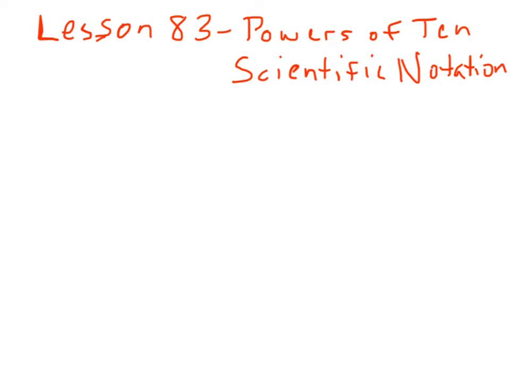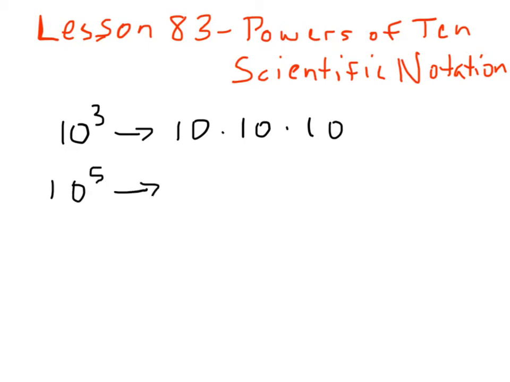All right, 7th graders, lesson 83, powers of 10, and multiplying numbers in scientific notation. A few reviews. 10 to the third really means 10 times 10 times 10. The 3 up here means I need 3 tens. So if I had 10 to the fifth, that would mean 10 times 10 times 10 times 10 times 10. Again, 5 up here, so 5 tens over here.